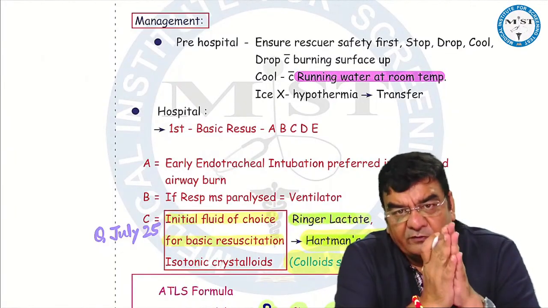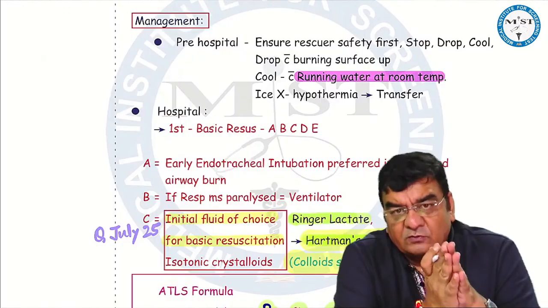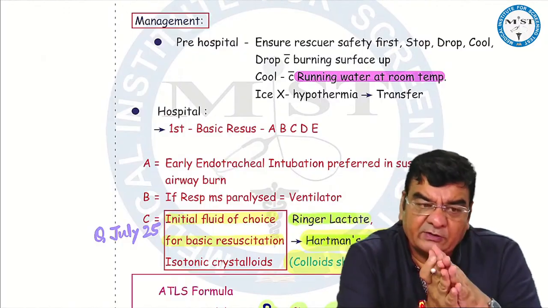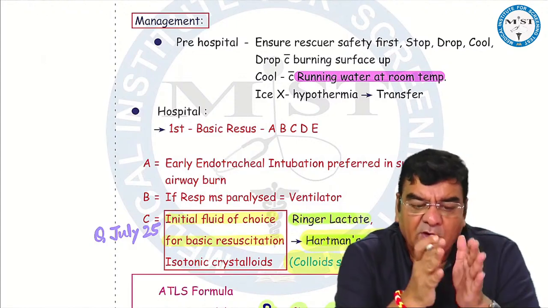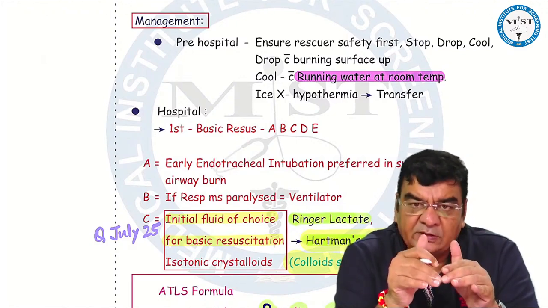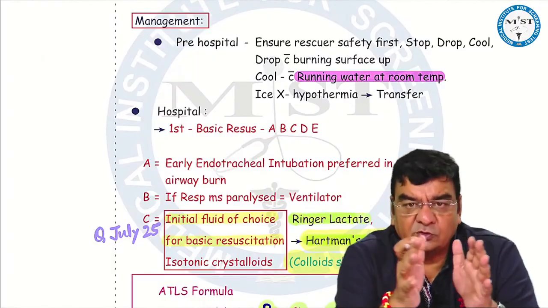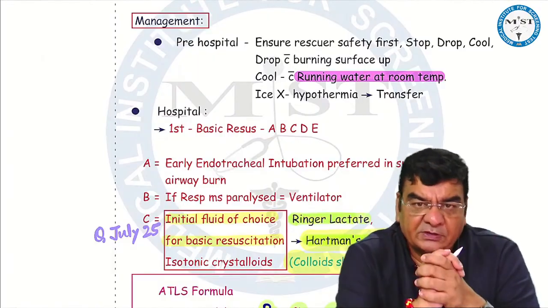In the pre-hospital management, the person who is going to save these burning people has to ensure his own safety first. Then he has to follow the protocol stop, drop and cool. Stop the burning process. If it is an electrical burn, switch off the mains. Drop the burning person on the ground with the burning surface up according to ATLS. And cooling of the burn wound should be done with running water at room temperature.